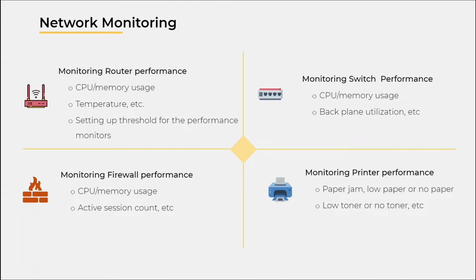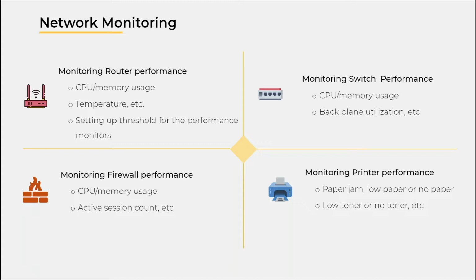And when it comes to network printers, you can monitor the toner level, whether the toner is low or there is no toner. You can monitor a paper jam or how many papers have been printed so far. So parameters like this can be monitored on OpManager.